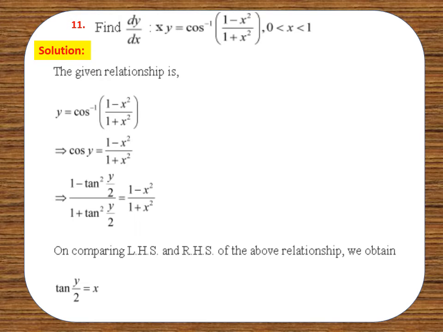If you compare left hand side and right hand side, what are we getting? We are getting tan y by 2 is equal to what? x. Clear? Comparing left hand side and right hand side, if you look closely at LHS and RHS, both are similar if you replace x by tan y by 2. So by comparison we are finding tan y by 2 equals x.